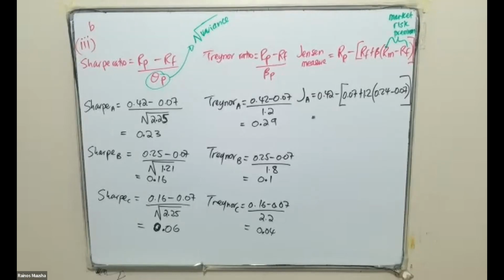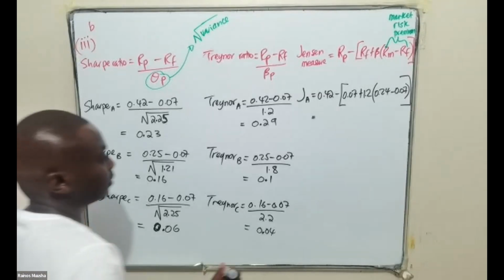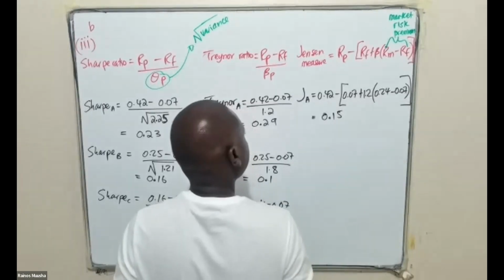I get 0.146 or 0.15. Okay, to 2 decimal places, you're getting 0.15. Yes, so it's 0.146. Okay.